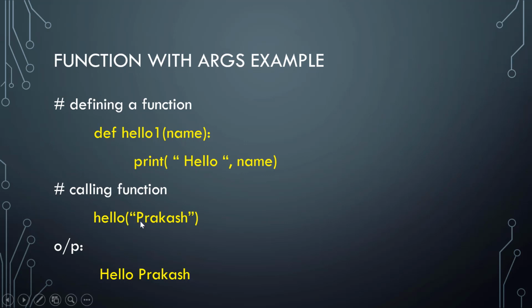Hello one Prakash means previously I was writing just hello with empty parentheses. But this time I'm passing some value, Prakash. So this Prakash will go to this function and it will be stored in the name variable. Then I'm concatenating hello along with this name together. So the output is hello Prakash. Is it clear, guys? So this is called a function with arguments. So let's see practically.